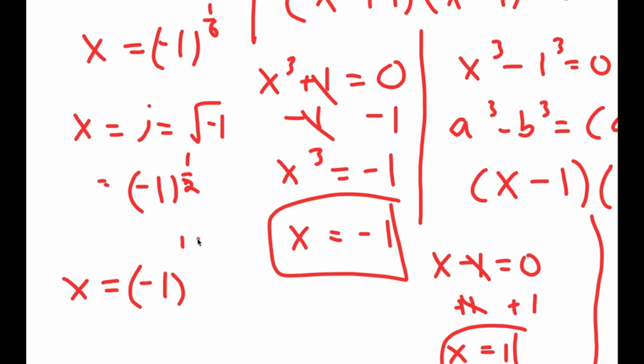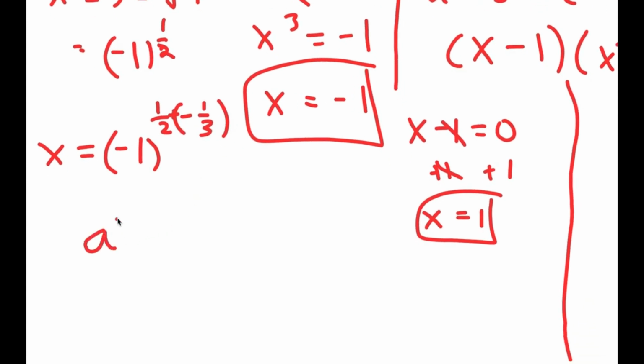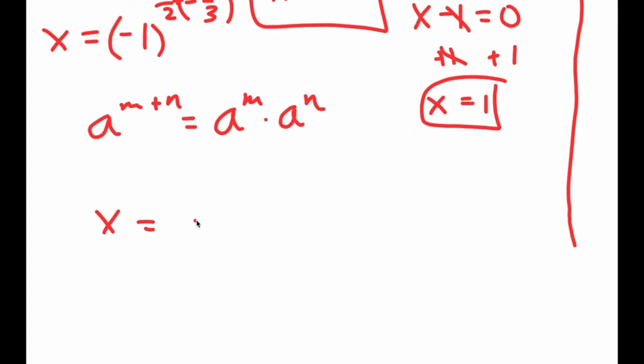1 over 2 minus 1 over 3 is what we can rewrite 1 over 6 as. Now, this is the same thing as 1/2 plus negative 1 over 3. And if I have something in the form a to the power of m plus n, this is equal to a to the power of m times a to the power of n. So this is going to equal negative 1 to the power of 1/2 times negative 1 to the power of negative 1 over 3.